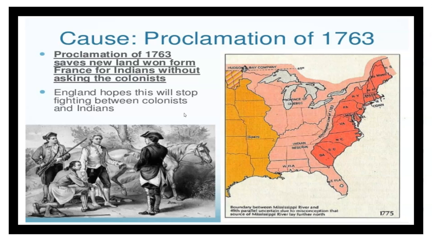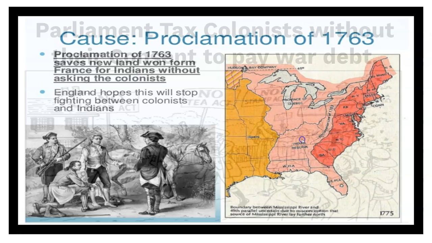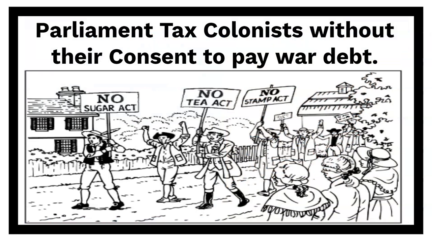So the takeaways from the Proclamation of 1763: the king forbade the colonists to move past the mountains because he doesn't want the colonists to start another expensive war with the American Indians. And another effect of the French and Indian War was taxation. So Parliament taxed colonists without their consent to pay the war debt. The colonists never had representation in Parliament.